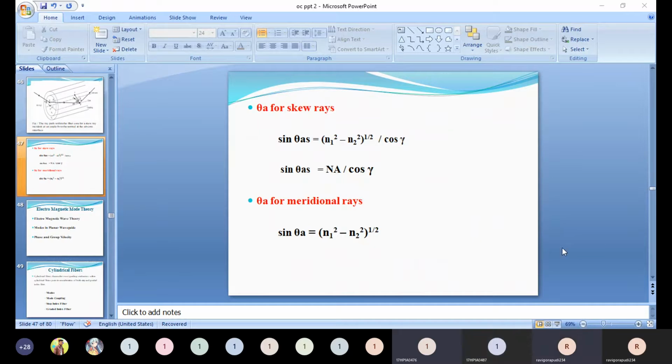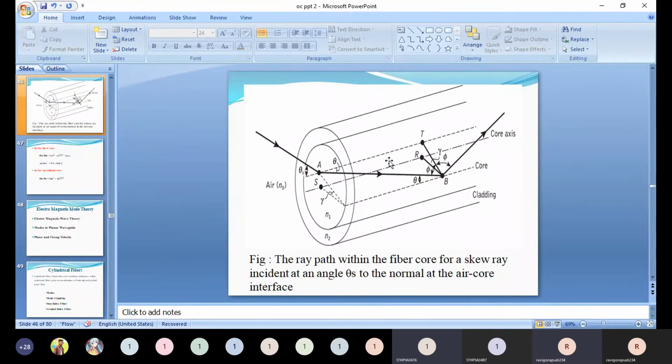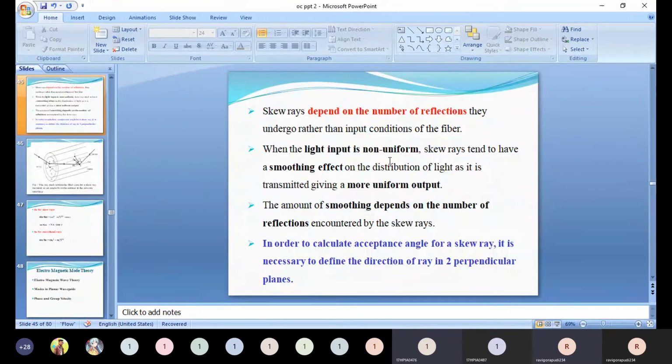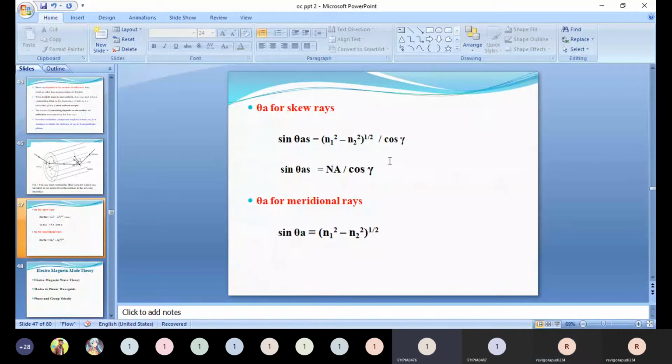Yes, sir. 76. Tell me, my screen is visible to you. Yes, sir. Then tell me what is theta A. Theta A for skew rays I written. What is theta A? Theta A is what? Number 80.